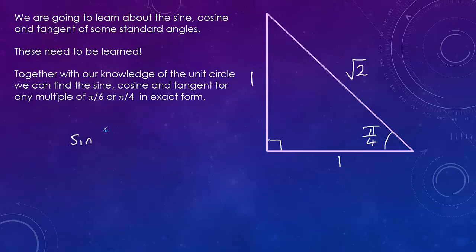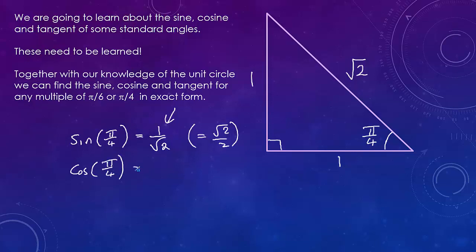So the sine of pi by 4 radians, or 45 degrees, would be equal to the opposite over the hypotenuse, so 1 over root 2. Remember, that's equal to root 2 over 2, although for some reason people often leave this one here. The cosine of pi by 4 is the adjacent over the hypotenuse, which is also 1 over root 2. And the tangent of pi by 4 is equal to the opposite over the adjacent, so 1 divided by 1, which is just 1.